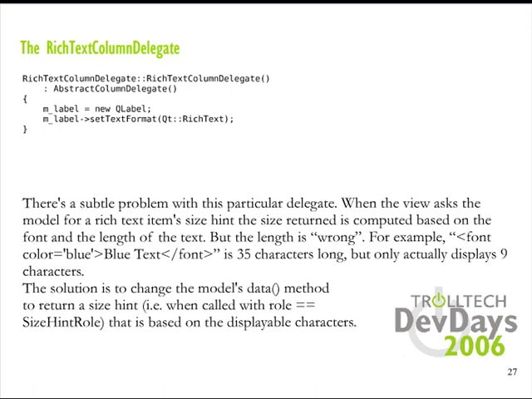But there is a problem, and the problem only applies to this. It doesn't, for any other column delegate you create, this problem does not apply, okay? And the problem is this. When the view says to the model, what is the size hint for this item, the model calculates the size hint based on the current font and the data.